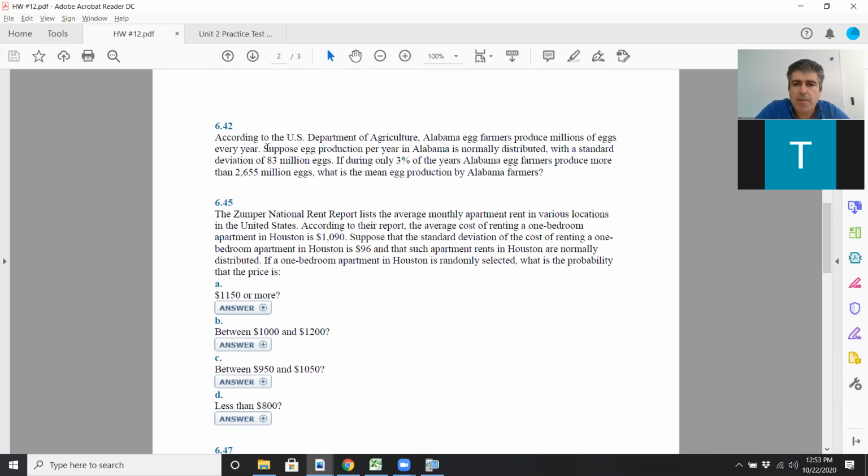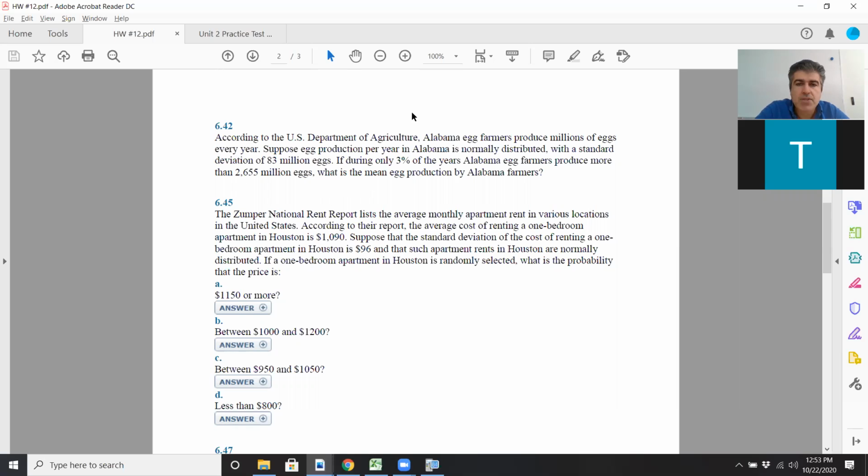According to the U.S. Department of Agriculture, Alabama egg farmers produce millions of eggs every year. Suppose egg production per year in Alabama is normally distributed with a standard deviation of 3 million eggs. If during only 3% of the years Alabama egg farmers produce more than that many eggs, that's 2.655 billion eggs, it's crazy. What is the mean egg production by Alabama farmers?